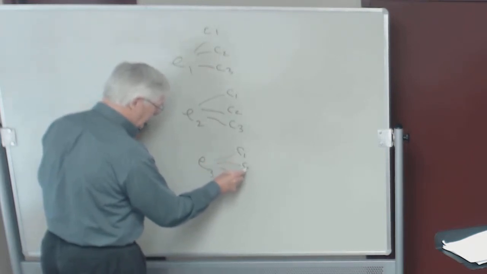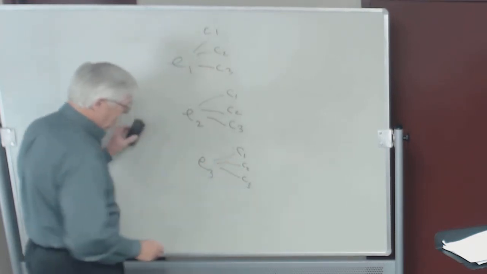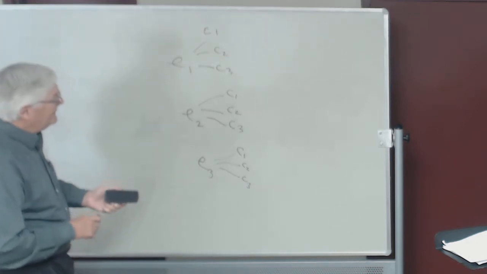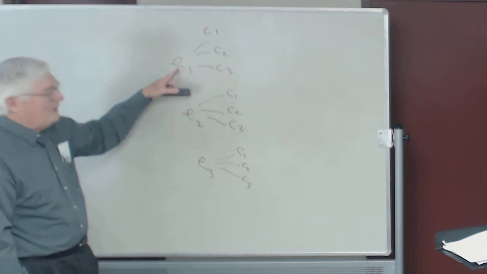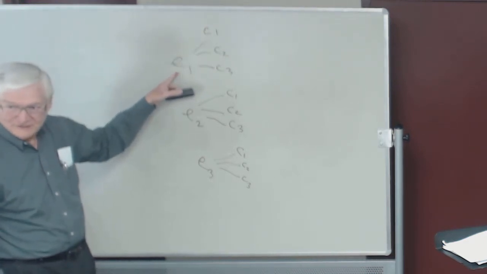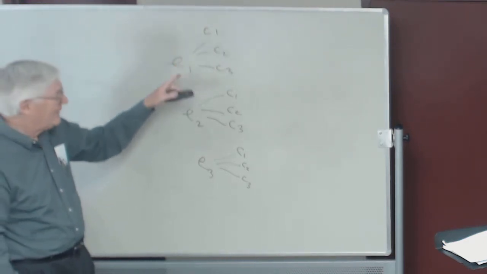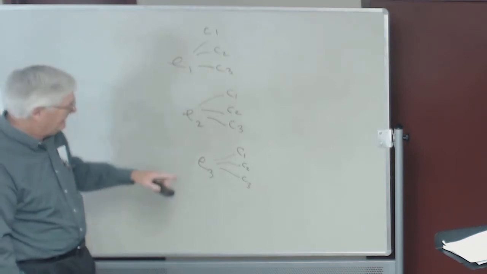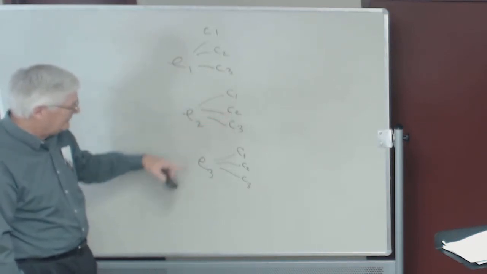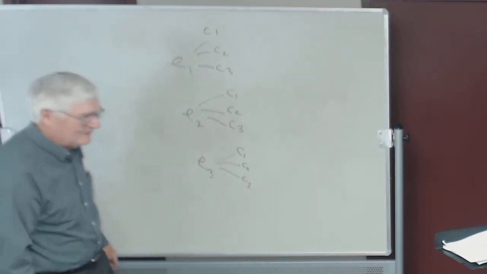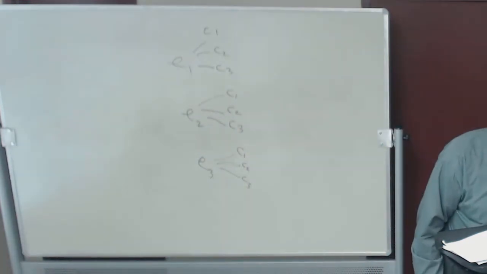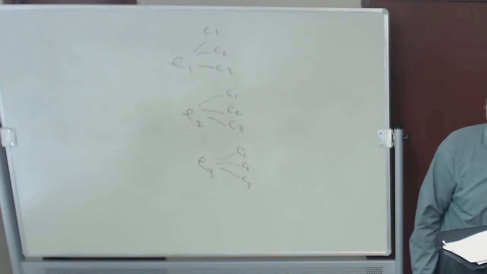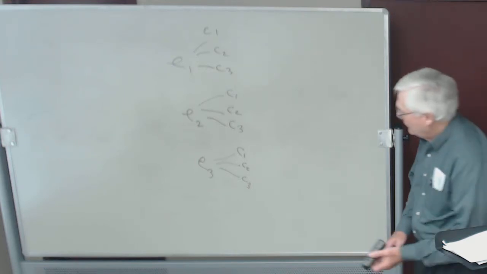Card 1, card 2, or card 3. Now, if she puts card 1 in envelope 1, she's got a match, so she's got the right card in the right envelope. You follow that? And if she puts card 2 here, she's got a match. But what is the question asking us? What's the probability that exactly 2 students get their cards?